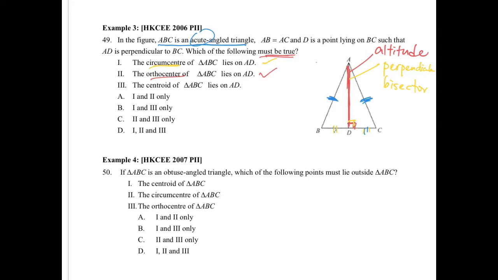Finally, we come to look at the word centroid. Which three lines make a centroid? Yes, it is medians. Now please check, is the line AD a median? Line AD cuts BC into two equal halves, BD and DC. So it is also a median, and that's also where the centroid lies. Finally, it comes to the answer D.